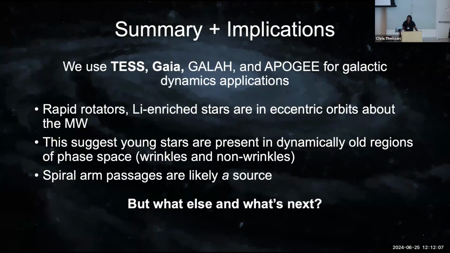University of Florida. So there are two sequences. There's a slow sequence of slow rotators and fast rotators. How do you separate out young stars that intrinsically rotate fast from old rapid rotators?